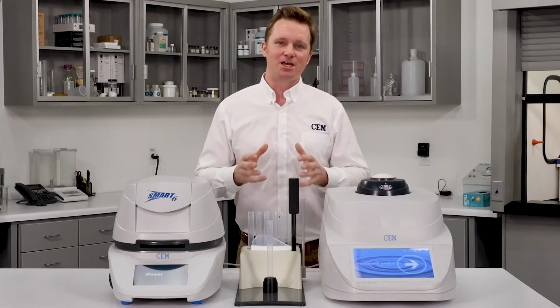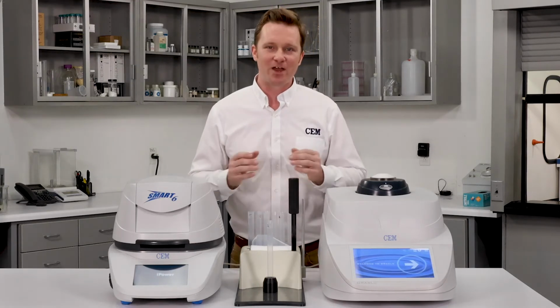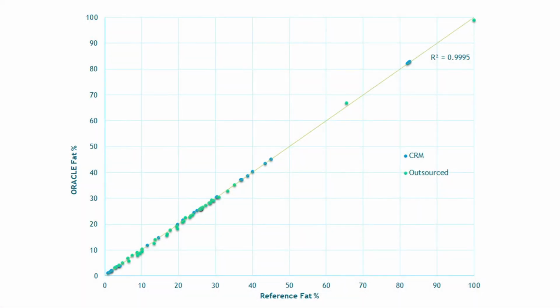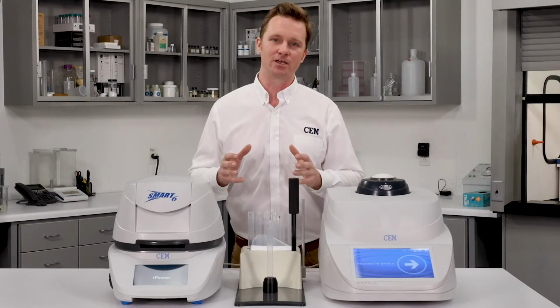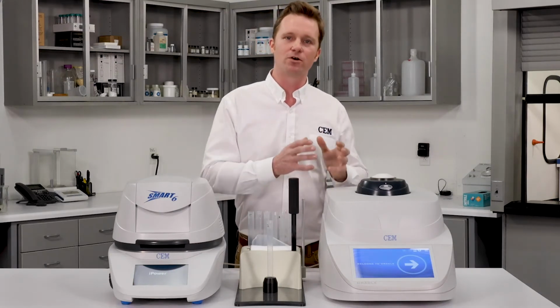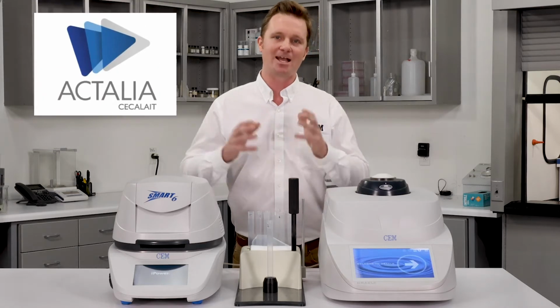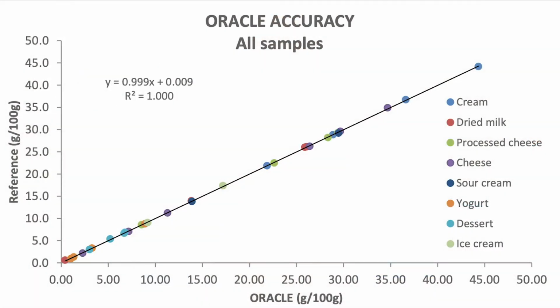During the development phase of the ORACLE, we put it through the most rigorous validation process possible. We outsourced countless certified reference materials, and we gathered samples from all over the world and sent them out to accredited third-party labs for analysis. We compared those results to the ORACLE and we found perfect agreement. Whether it was 0 or 100% fat or any sample type in between, the ORACLE matched standard reference chemistry results perfectly. But we took it a step further. We sent the ORACLE to a third-party accredited laboratory, Actalia, and they determined that the ORACLE was as reproducible and as accurate as reference chemistry.